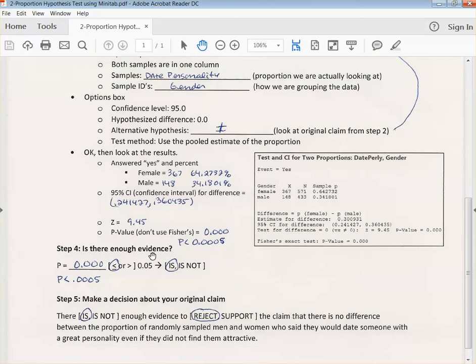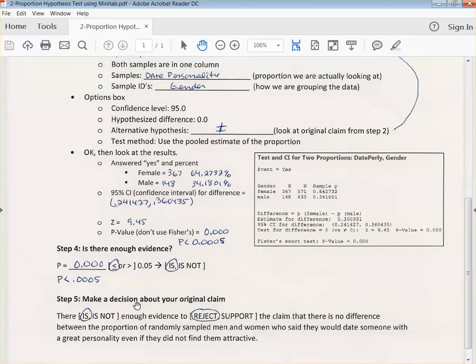So is there enough evidence? Well, our p is 0, or less than 0.0005, and that is by far less than or equal to 0.05. So there is enough evidence because we have a very small p-value. So there definitely is something going on. That p-value is an indication that something is happening, which doesn't surprise me given that the females were 367 and the males were 148. That's a pretty big difference between the two of them.